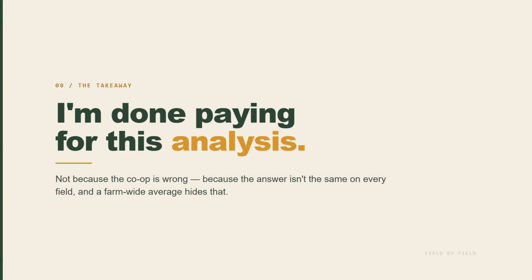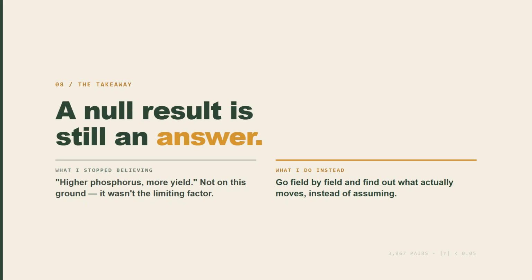So what I've mostly pulled out of this is that I'm going to stop paying the co-op to do all this analysis and do it myself, and I'm finding out that it really needs to be on a field by field basis. That's just my opinion. And honestly, this is worth knowing. If the soil test isn't actually predicting the yield on your ground, like it really isn't on mine that much, that's not really a dead end. It just means that you have to go field by field and see what's actually going on, not just assume that because your phosphorus levels are higher, you're going to get more yield.